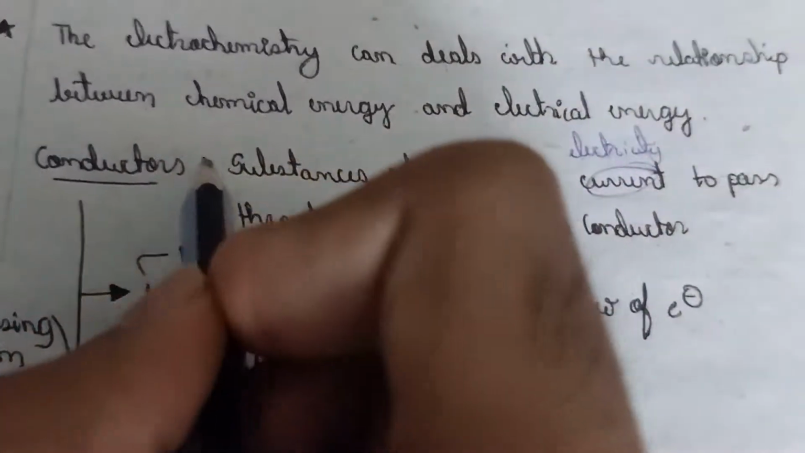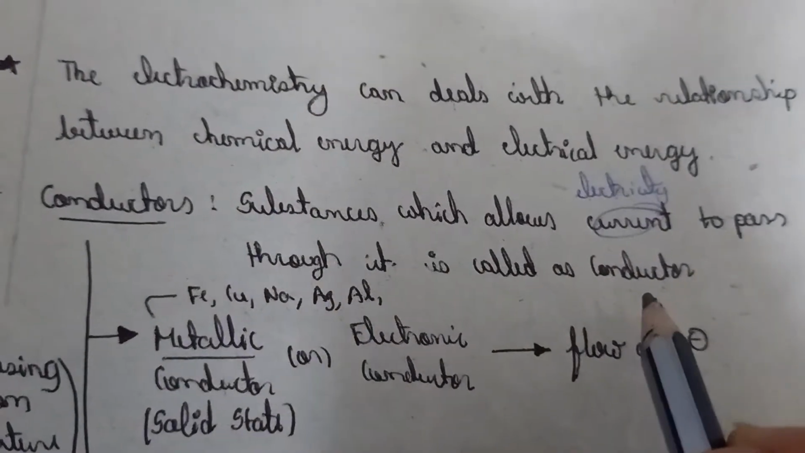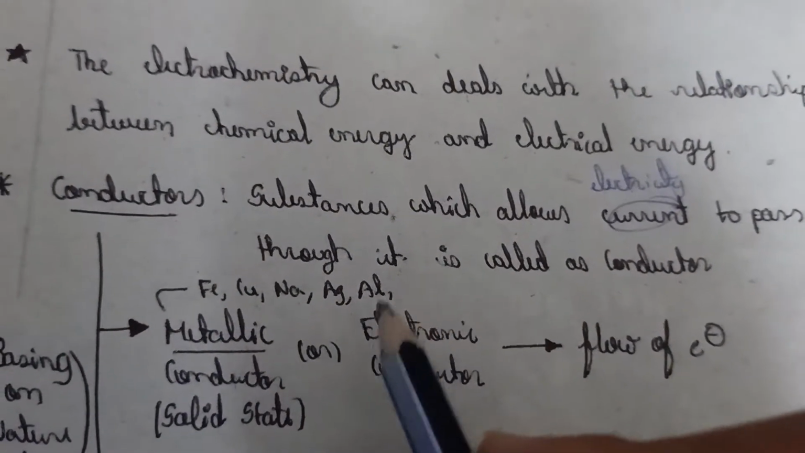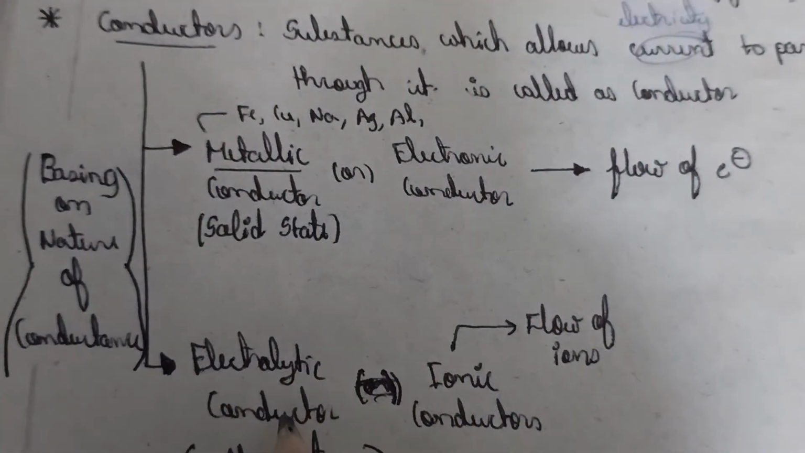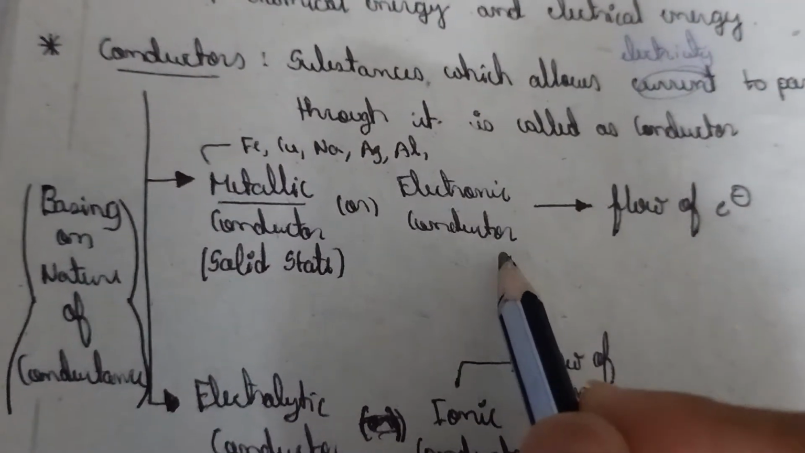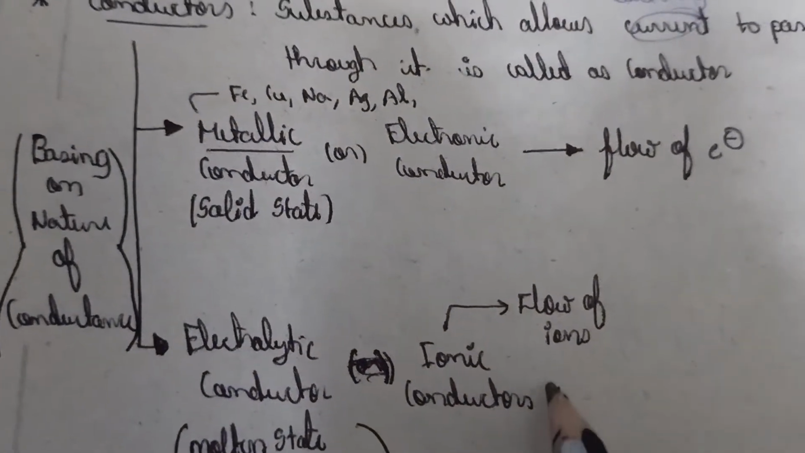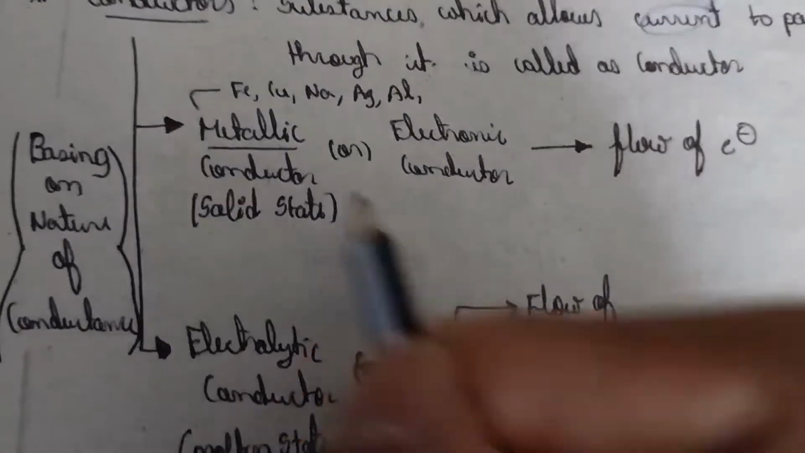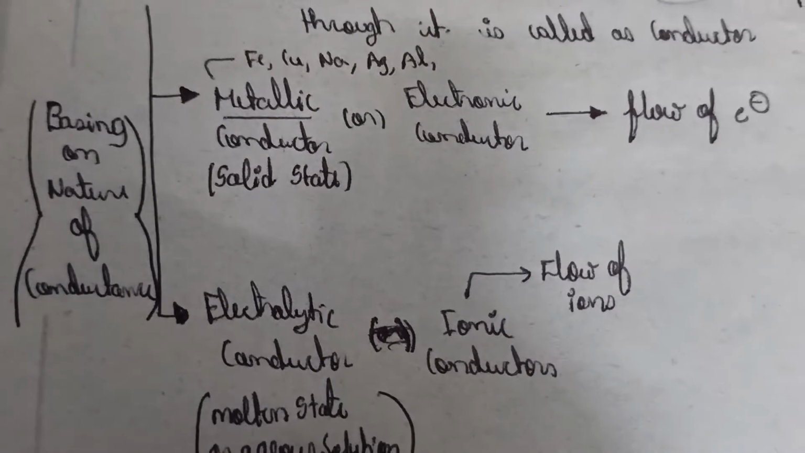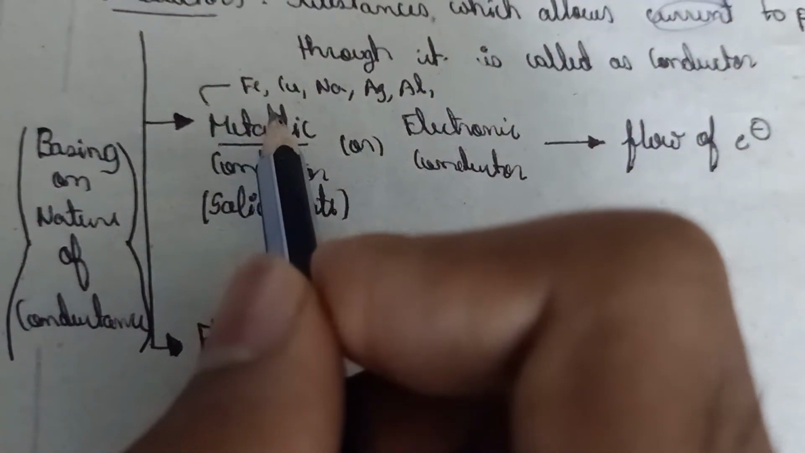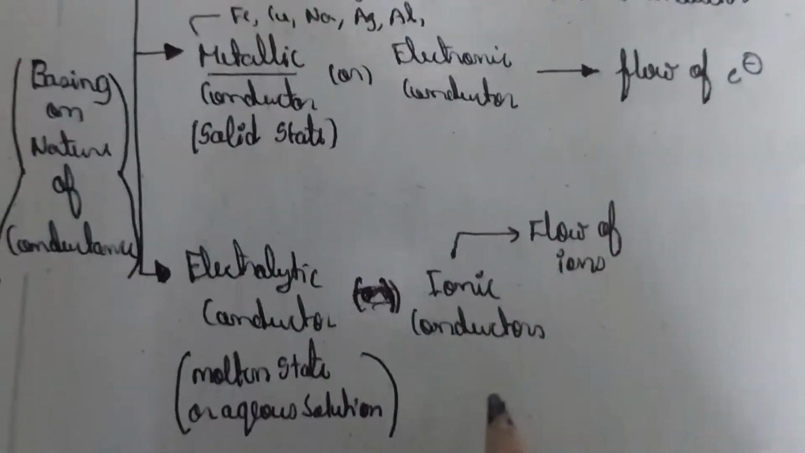And conductors. What is a conductor? A substance which allows electricity to pass through it is called a conductor. Conductors are classified into two types based on the nature of conductance. One is the metallic conductor and the other is the electrolytic conductor. A metallic conductor is also called an electronic conductor because it allows the flow of electrons, and an electrolytic conductor is also called an ionic conductor as it allows the flow of ions. A metallic conductor is in solid state, and an electrolytic conductor is in molten state or aqueous solution state. Examples of metallic conductors are Fe, that is iron, copper, sodium, silver, aluminium.